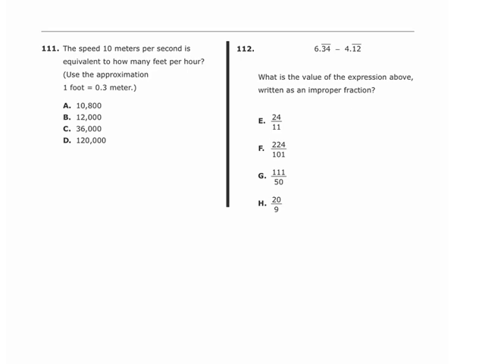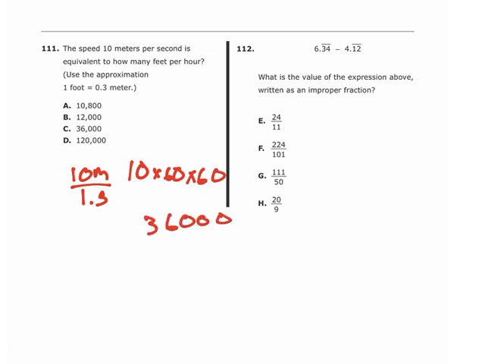All right, number 111, we want to convert 10 meters per second into feet per hour. So 10 meters in 1 second. Now, how many seconds are in an hour? Well, it's going to be 10 meters in every second times 60 seconds in a minute times 60 minutes in an hour. So that's how many meters per hour.